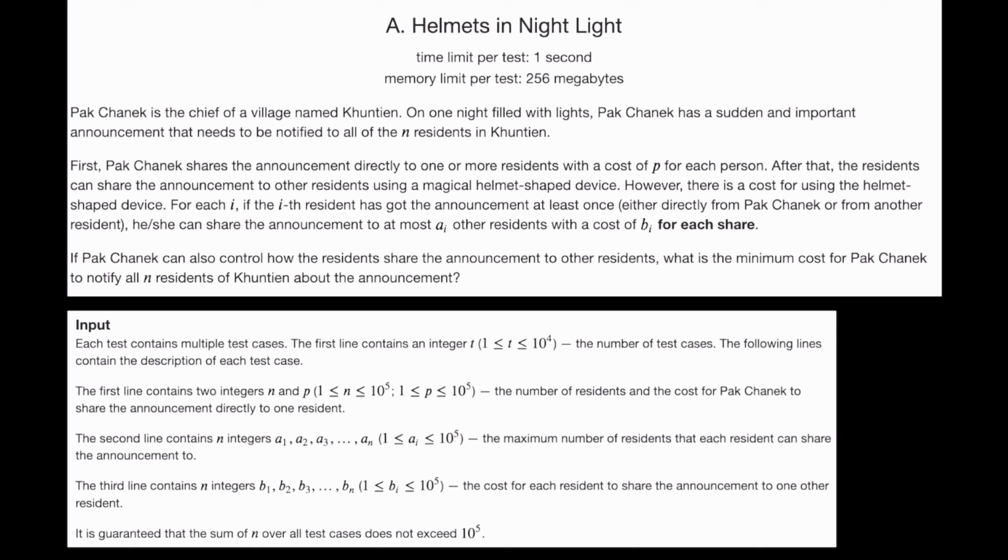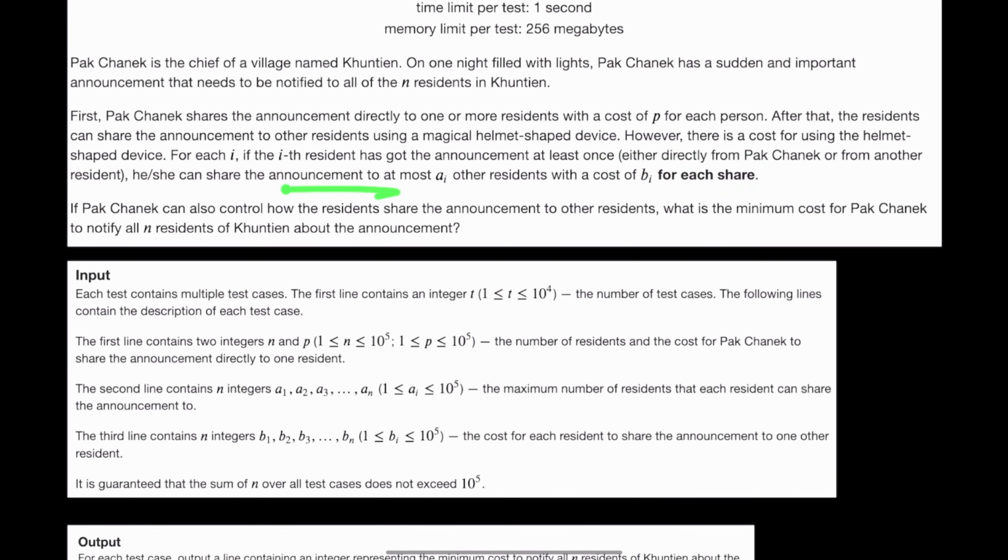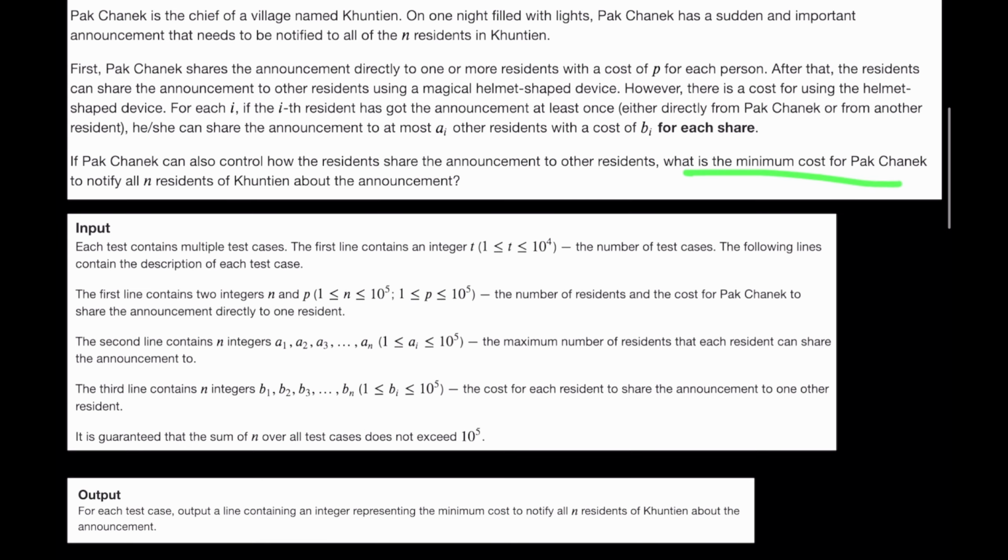If the ith resident has got the announcement at least once, either directly from Park Chanek or from another resident, he or she can share the announcement to at most A[i] other residents at the cost of B[i] for each share. If Park Chanek can control how the residents share the announcements to other residents, what is the minimum cost to notify all the N residents about the announcement?